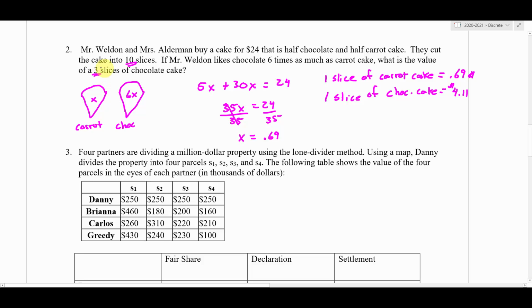Now remember, the question was asking for the value of 3 slices of chocolate cake. So if I take $4.11 and multiply by 3, we can say 3 slices of chocolate cake is equal to $12.34. That would be my final answer.